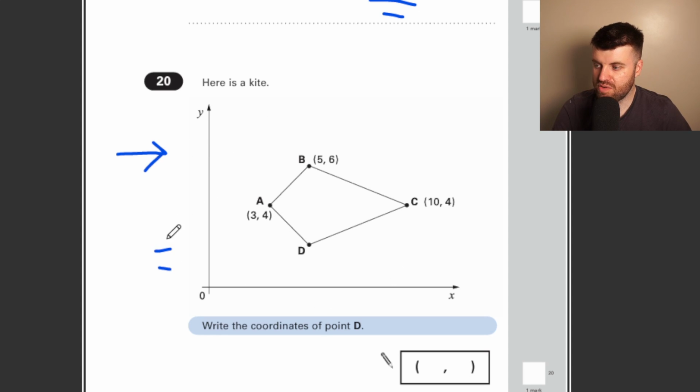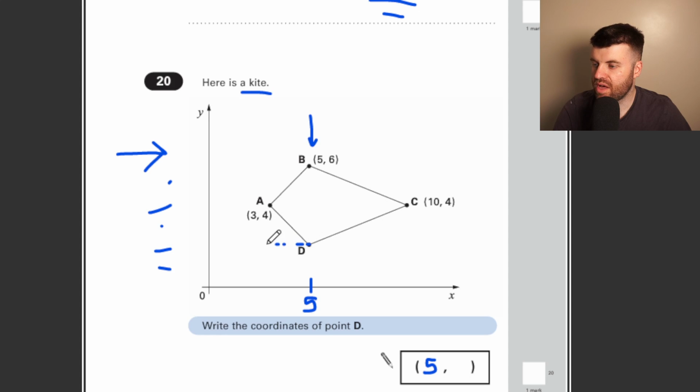Coordinates where there are no scales on the side and you need to use the shape to help you do it and the given coordinates. Here is a kite. Write the coordinates of point D. Now the cool thing about point D, we can work out the x coordinate straight away. We know what this is because we can just simply use point B. 5 across, 6 up. So that means that we went 5 along the corridor, which means that the x coordinate for D is 5 across.